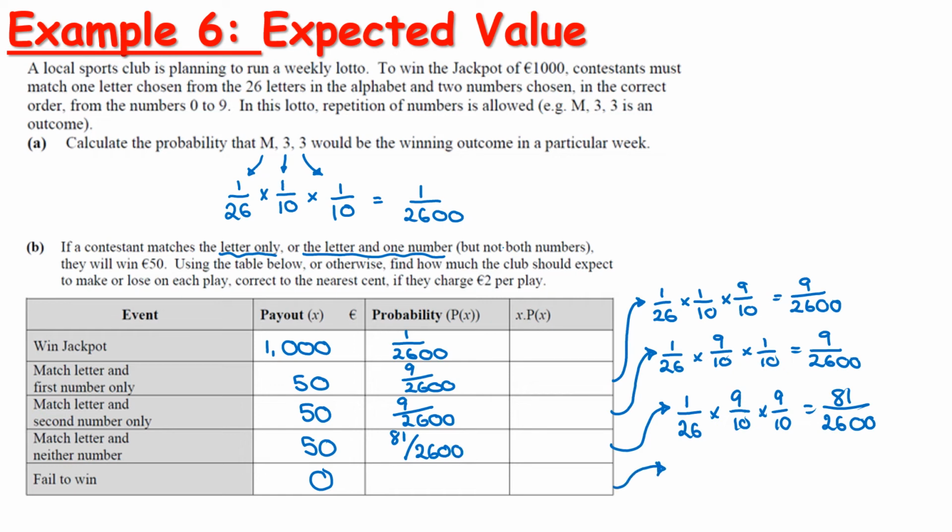Now, there's 2 ways to do that. The only way you fail to win is if you don't match the letter. So that works out as 25 over 26. Effectively, it doesn't matter what happens with the numbers, so you can choose any number. So that's 10 over 10. If you match the numbers, it doesn't matter. So that just works out as 25 over 26. Another way you could do that, all the probabilities should add to 1. So if you add all these together and subtract them from 1, you'll get 25 over 26 as well.